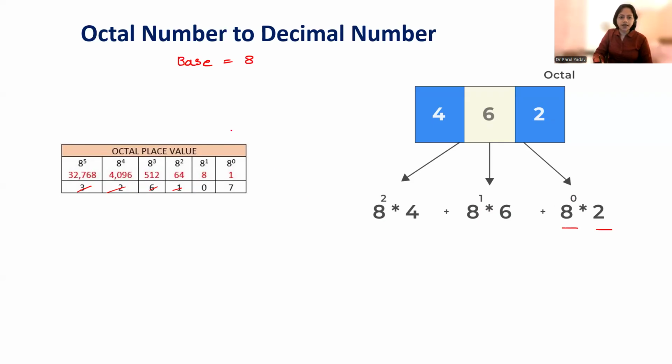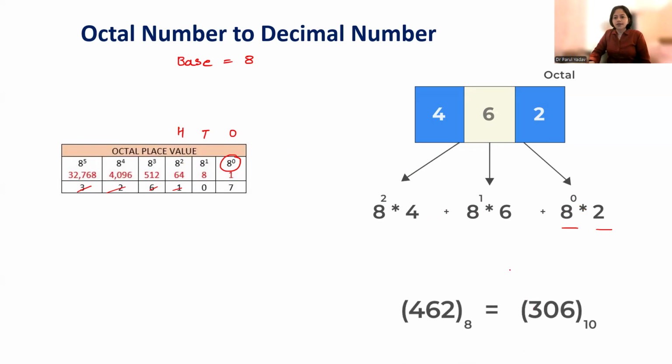This is at ones, this is at tens, and this is at hundreds, right? So we will multiply each digit with its place value: 8 to the power 0 into 2, plus 6 into its place value 8 to the power 1, plus 4 into its place value 8 to the power 2. Then you just solve it and you will get the value. If you multiply and solve it, it will be 306.